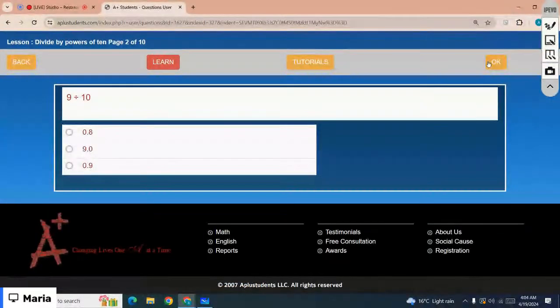9 divided by 10, which is the correct option? Nine divided by 10 equals 0.9. Option number 3 is the correct option.